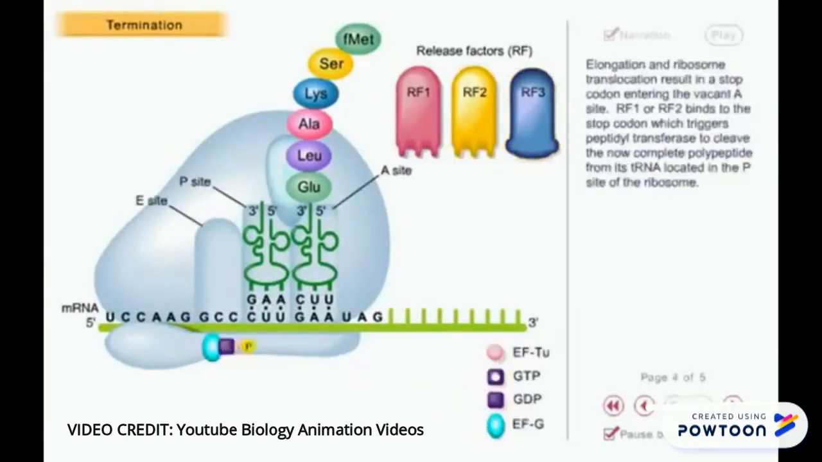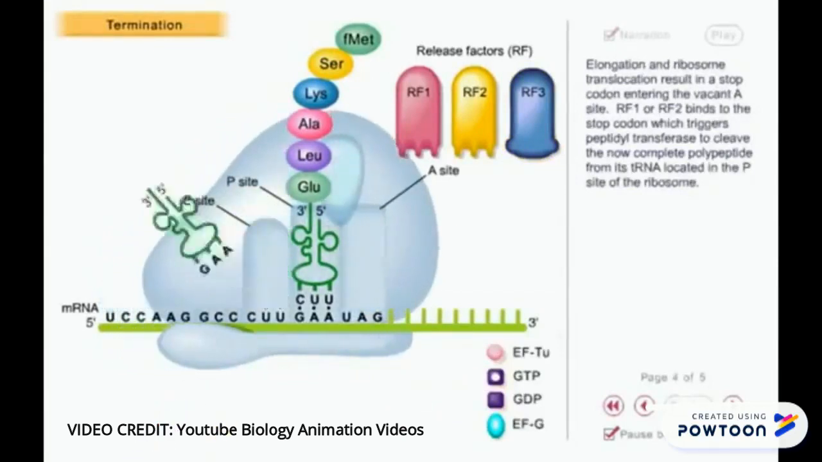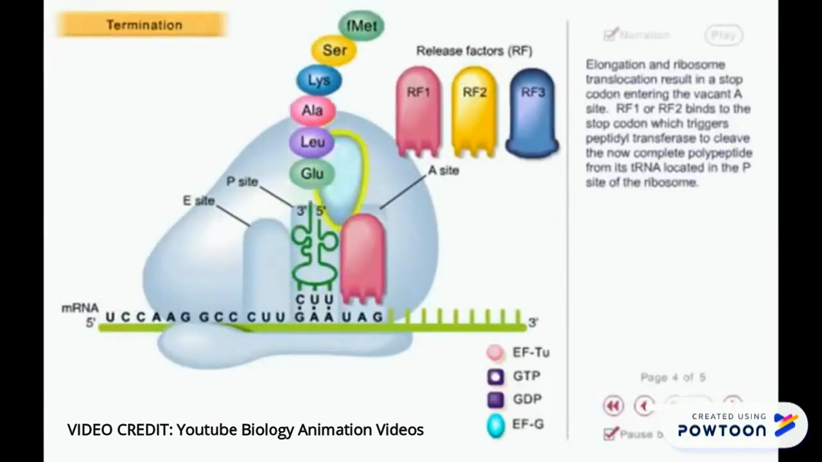Elongation and ribosome translocation result in the stop codon entering the vacant A site. RF1 and RF2 bind to the stop codon, which triggers peptidyl transferase to cleave the now complete polypeptide from its tRNA located in the P site of the ribosome.